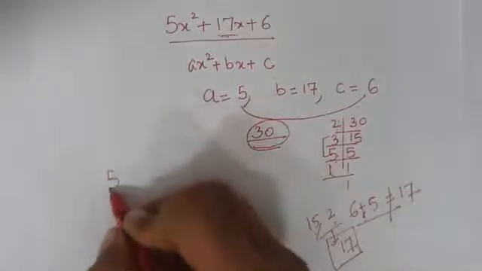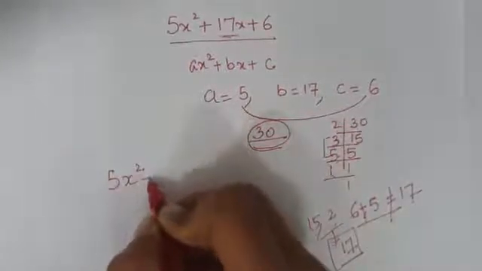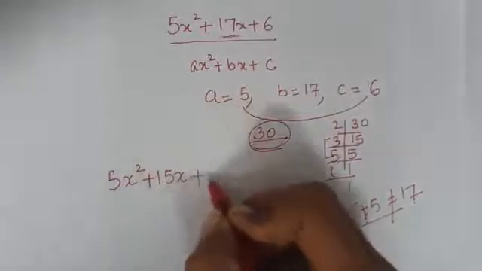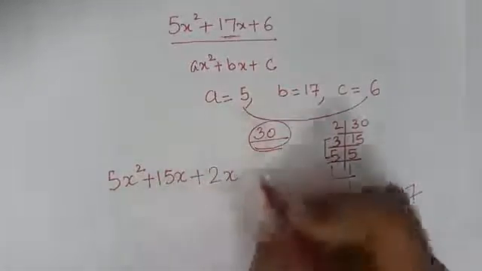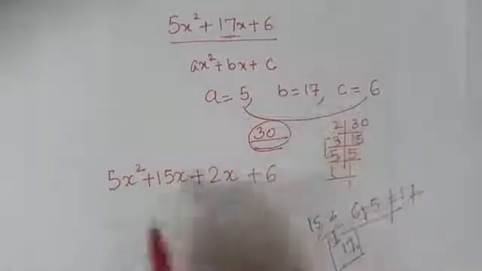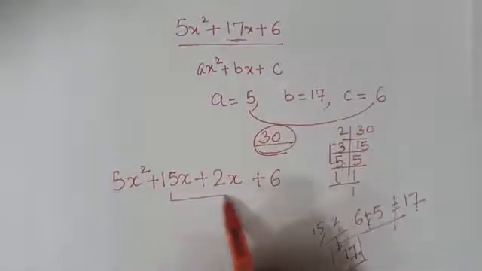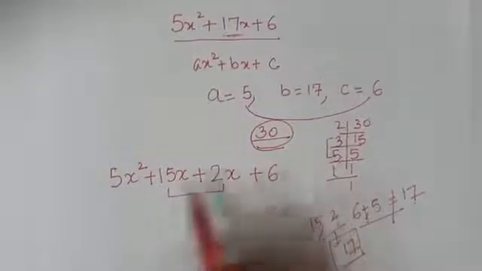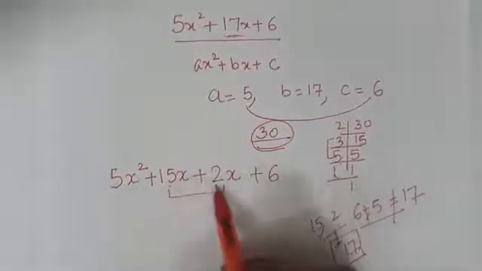So 5x square plus 15x plus 2x plus 6. See here, 15x plus 2x gives you 17x. And 15 into 2 is 30. So we are doing correct.